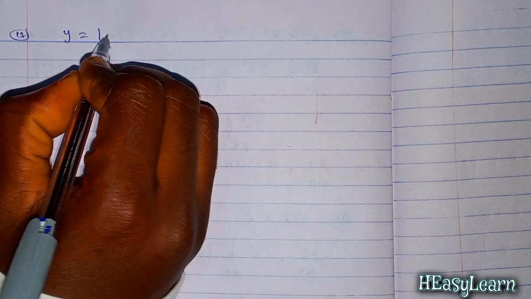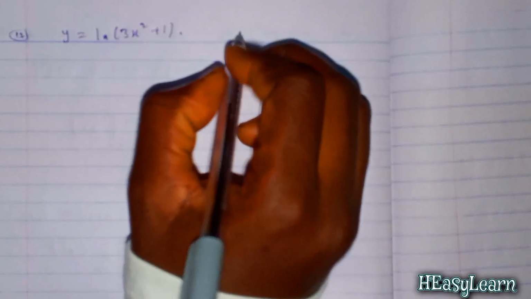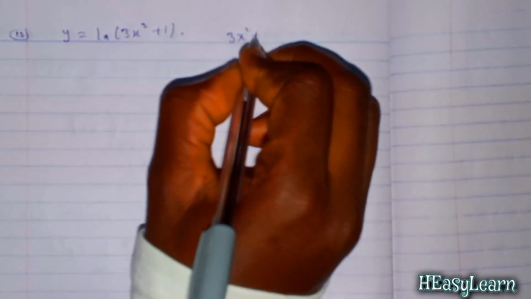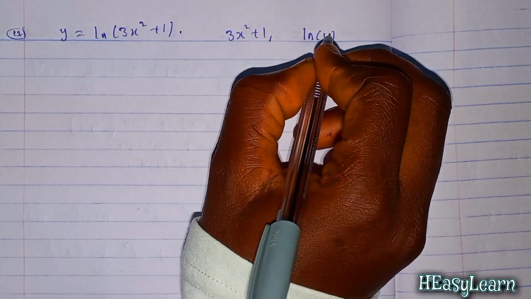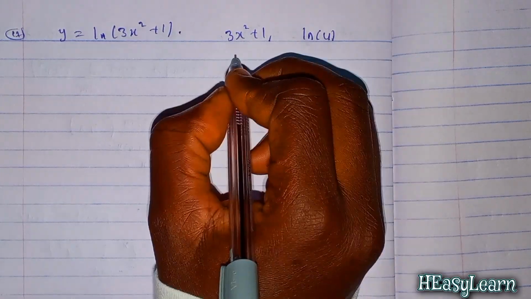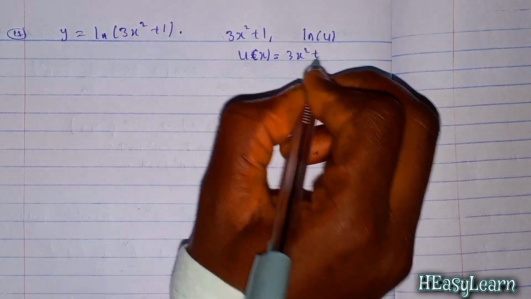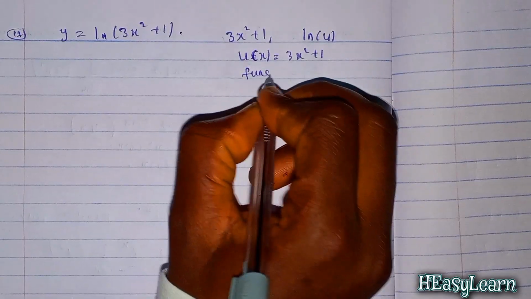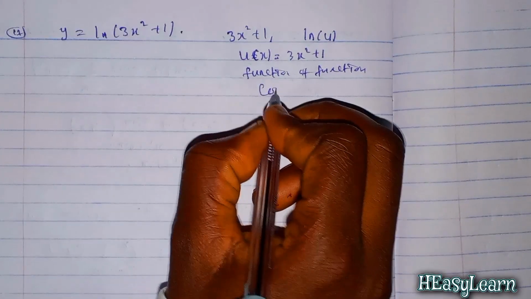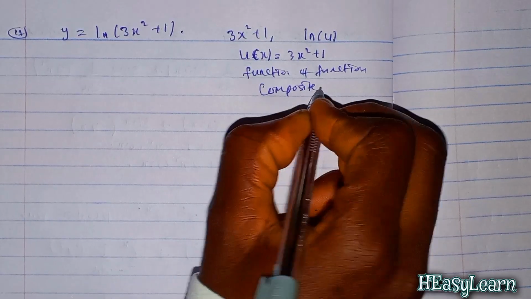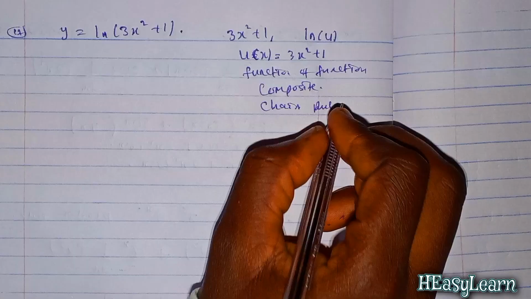Let y equal ln of (3x squared plus 1). This is a function inside another function. 3x squared plus 1 is a polynomial function. Ln of anything here, let's say u, is a function on its own, where u depends on x and is equal to 3x squared plus 1. This is called a composite function. For any composite function, you are going to use the chain rule to find the derivative.